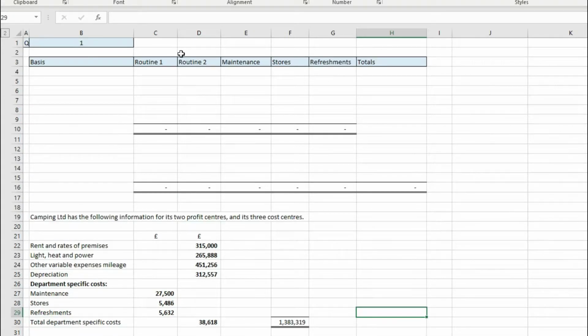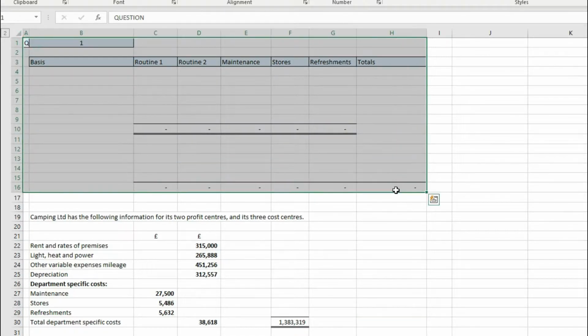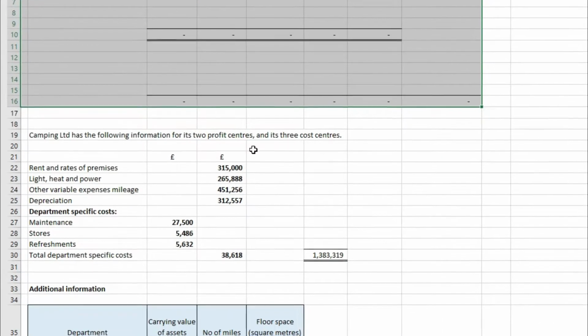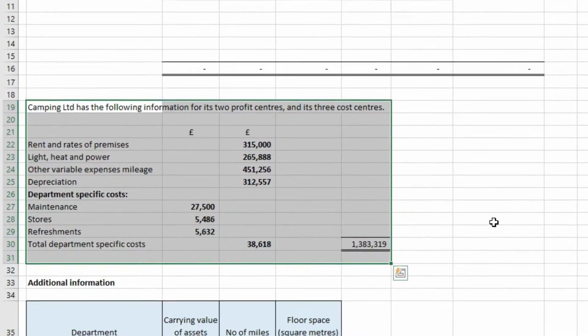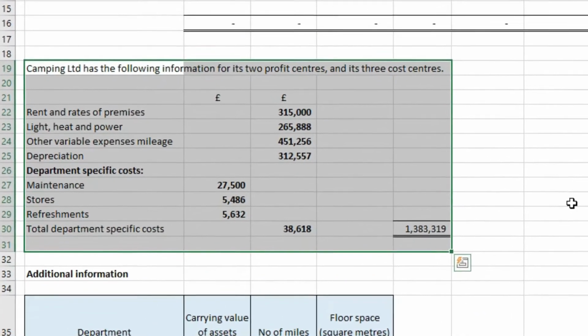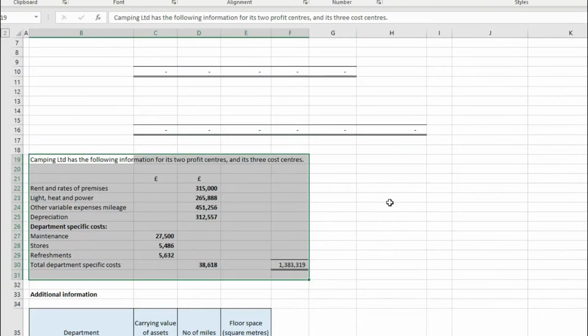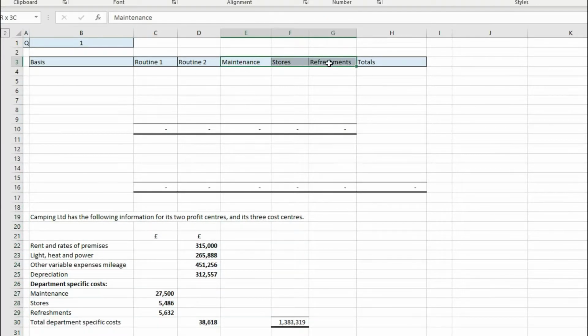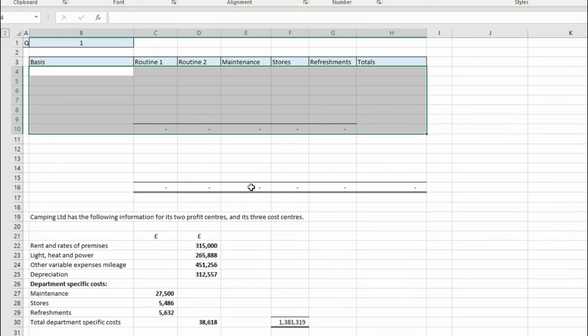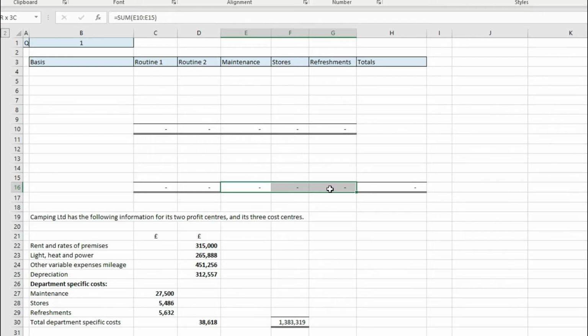At the top here we're being given a blank table, and what we need to do is put the costs that we can see below into three cost centers initially, and then reapportion all of those costs from those three cost centers into two profit centers. Our three cost centers are maintenance, stores and refreshments, and our two profit centers are routine 1 and routine 2. So what we should see at the end of this is that we've got a lot of costs up here, and when we get to this point down here, there's not going to be anything in maintenance, stores and refreshments because it's all going to sit over here in routine 1 and routine 2.